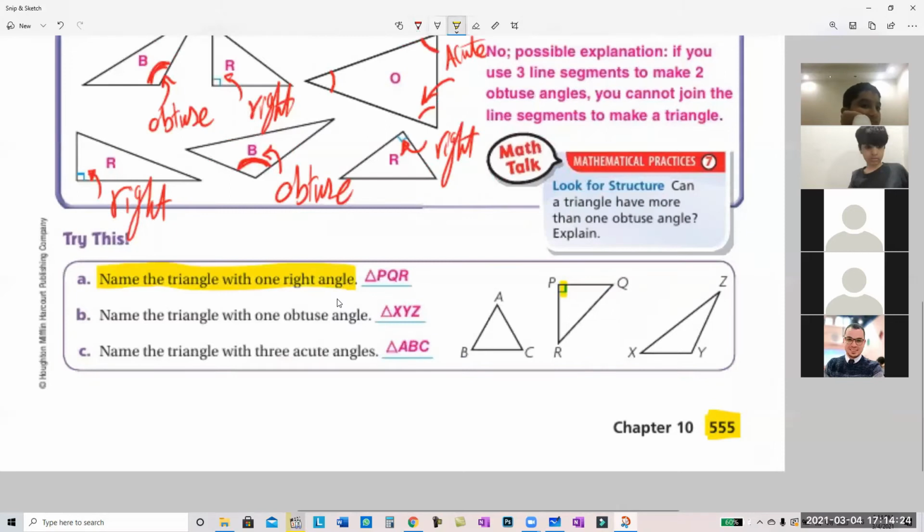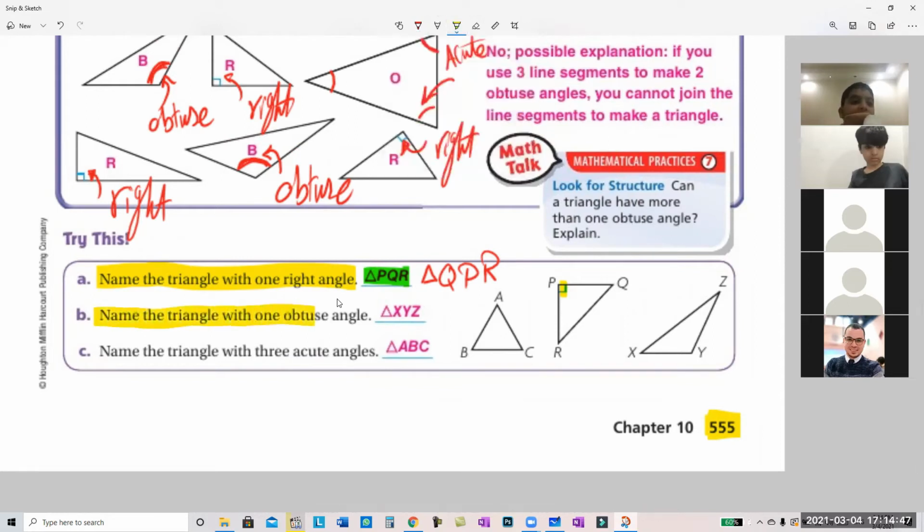So in this triangle, we can name it as PQR, or we can name it like QPR, or we can name it as PRQ. It's the same. So both of them are correct. Okay. So the next one.